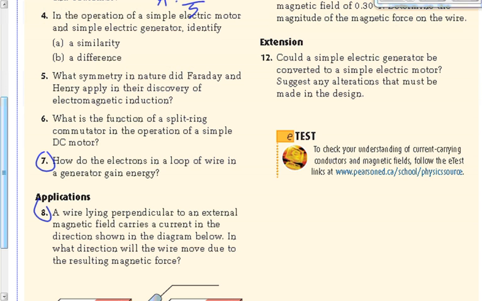You got a wire, you got a magnetic field, you move one of them, and that generates an electric current. So how do the electrons in the loop of wire gain energy? Yep. Not forces of repulsion. What kind of force was it again?